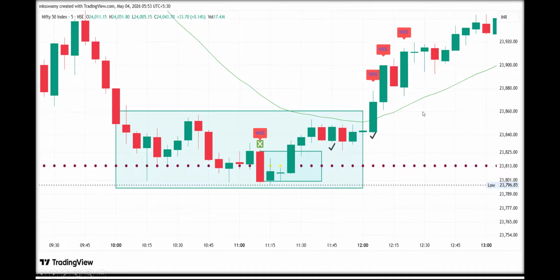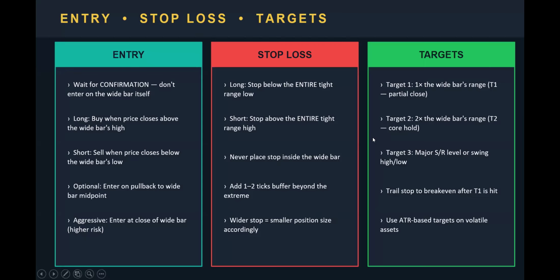This is the entry. You can see the wide bar forming over here, breakout over here. So entry, stop loss and targets. What should be the entry? What should you confirm? What is the stop loss? What are the targets? Wait for confirmation.